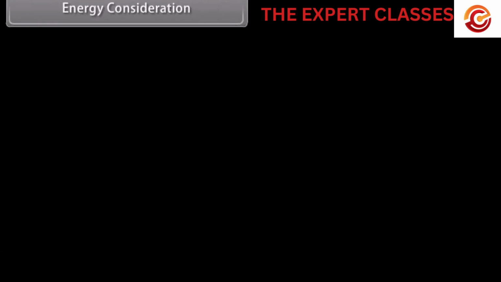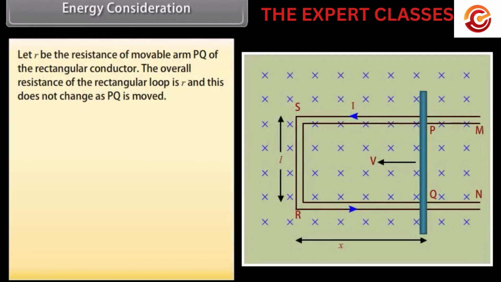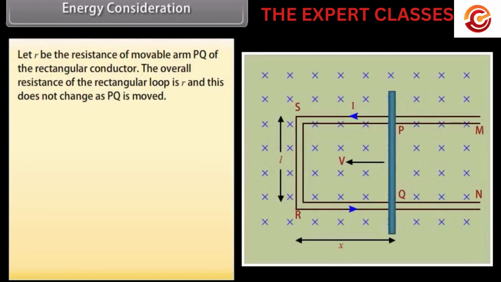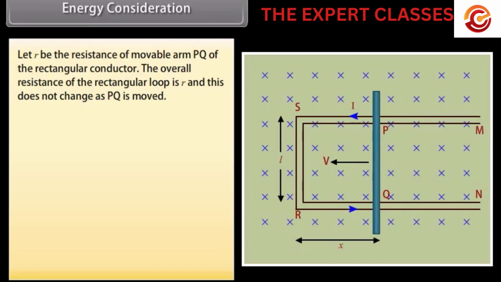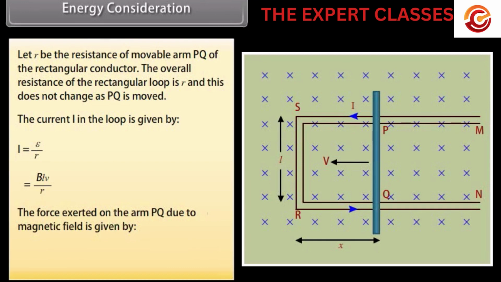Energy consideration. Let R be the resistance of the movable arm PQ of the rectangular conductor. The overall resistance of the rectangular loop is R, and this does not change as PQ is moved. The current I in the loop is given by E divided by R, which is equal to BLv divided by R. The force exerted on the arm PQ due to the magnetic field is given by ILB, which is equal to B square L square v divided by R.